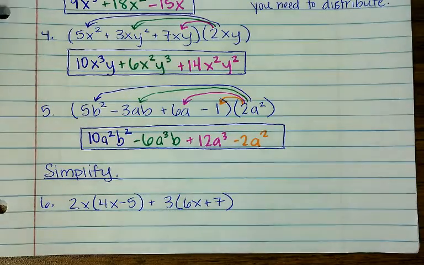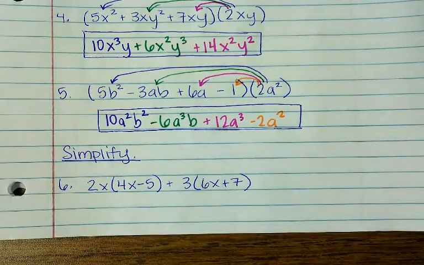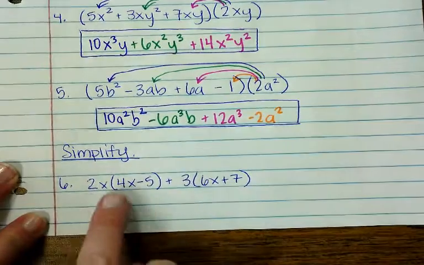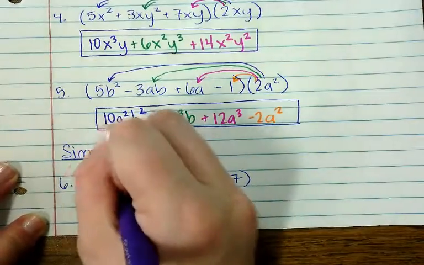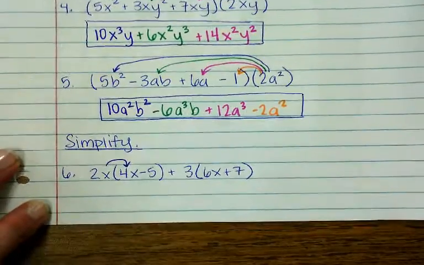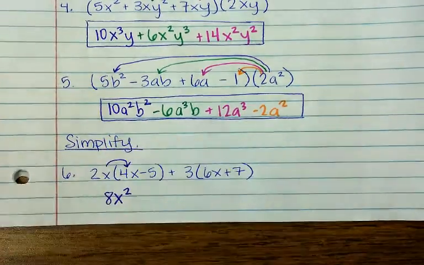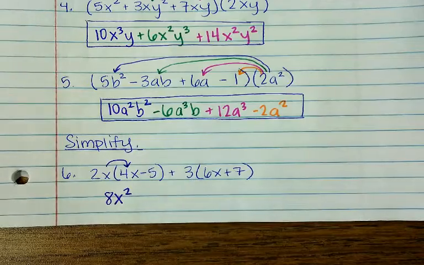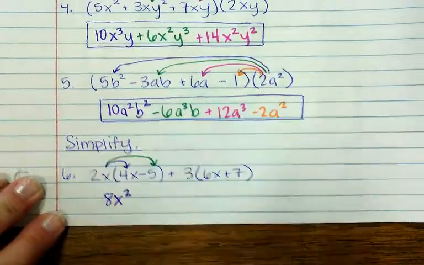So we're going to do a couple more. I'm going to do this one with you guys, and I'm going to give you guys 2 more to do on your own. All right? So let's check this out. The very first thing we're going to do is distribute both of these and then combine them. So 2x times 4x is going to give us 8x squared, because x times x is x squared. And then 2x times negative 5 gives us negative 10x.